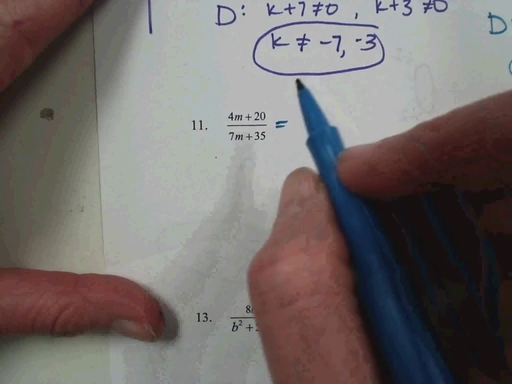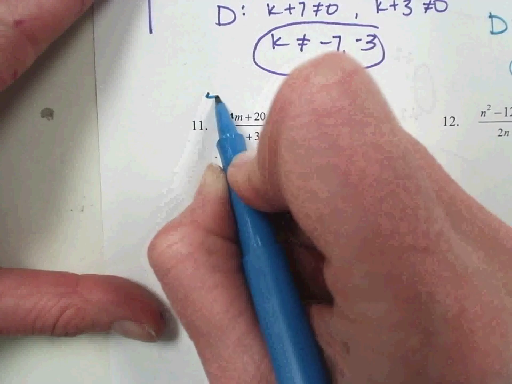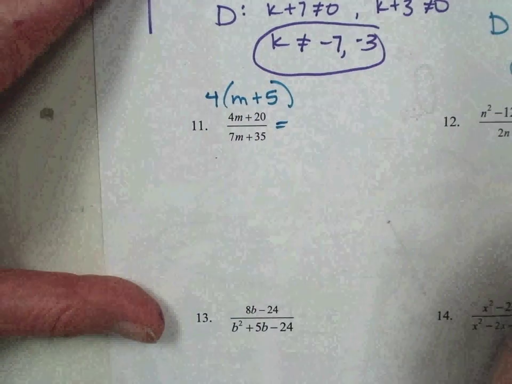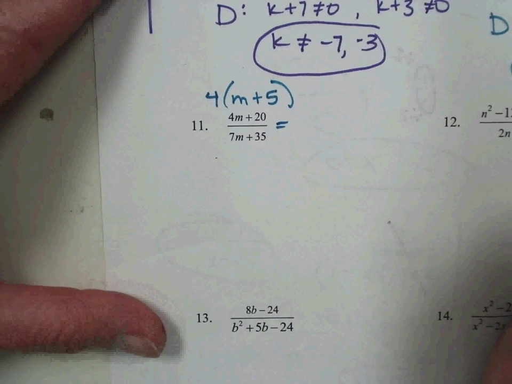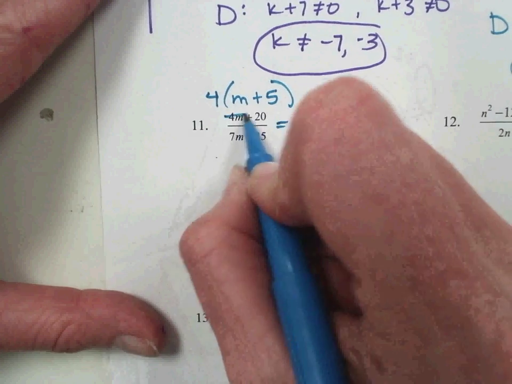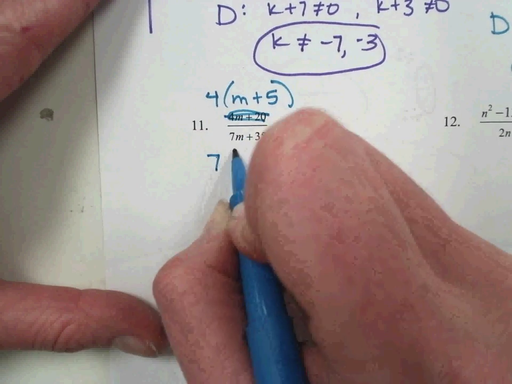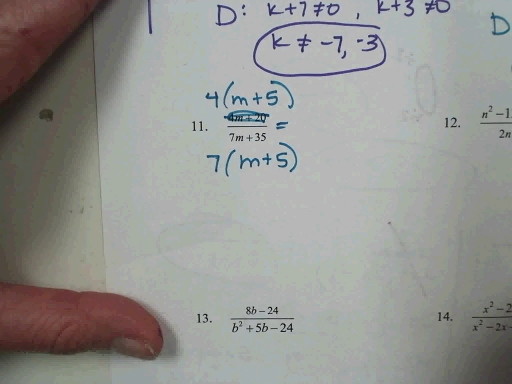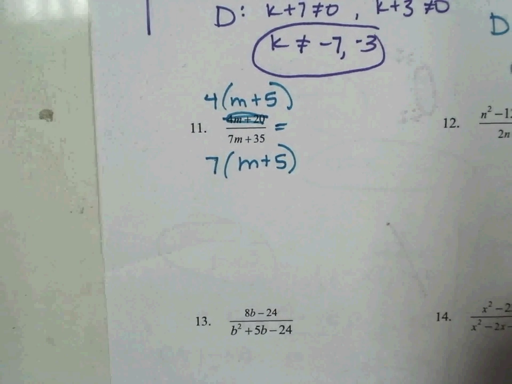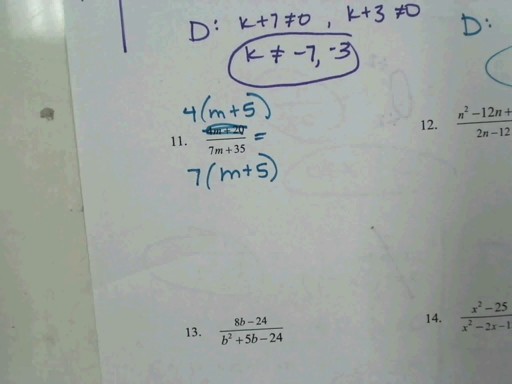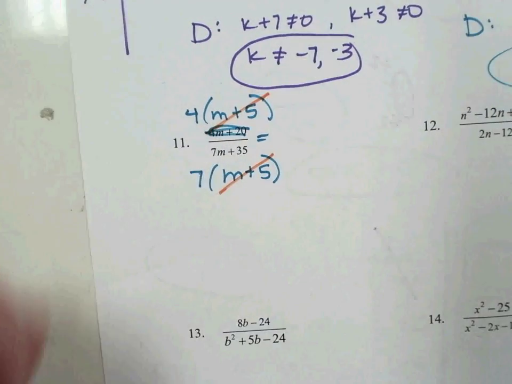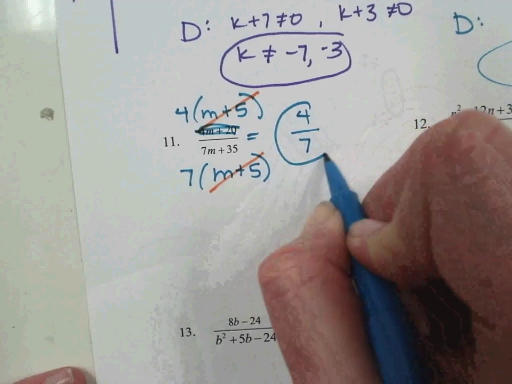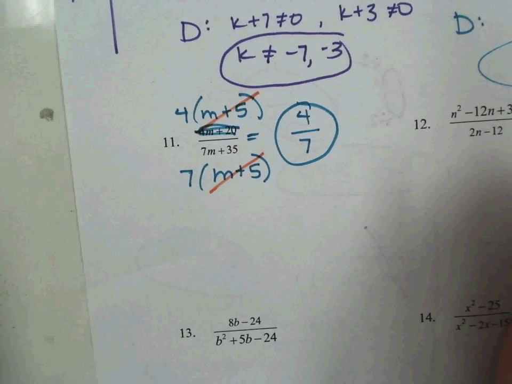So in the numerator here, we have a common factor of 4. In the denominator, we have a common factor of 7. Oh, it's a C. It's like a treasure hunt. Just found the treasure. There it is. So 4 over 7 is the simplified rational function.